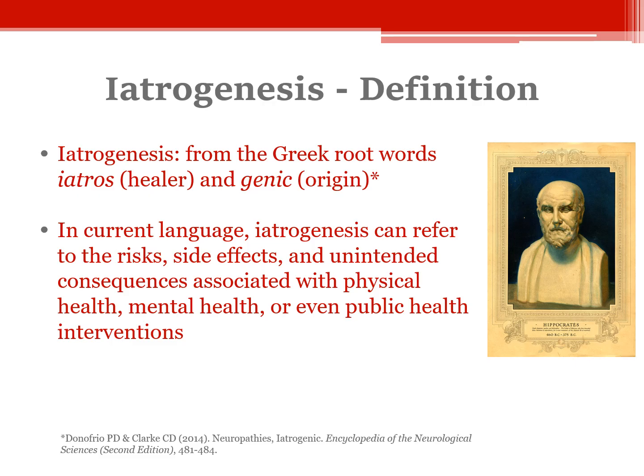We have to start by defining the word iatrogenesis. This comes from two Greek root words, iatros, meaning healer, and genic, meaning origin. So in other words, healer origin would be the approximate translation of the word iatrogenesis. In our current language, when we talk about iatrogenesis, what we're talking about are the risks, the side effects, and the unintended consequences associated with physical health, mental health, pharmaceutical, even public health interventions. And so next we're going to talk about what iatrogenic injuries mean.